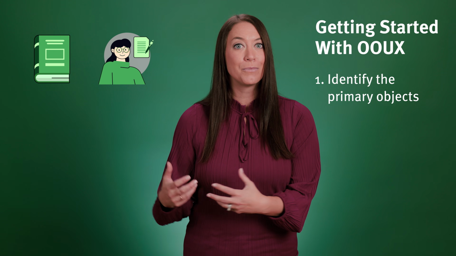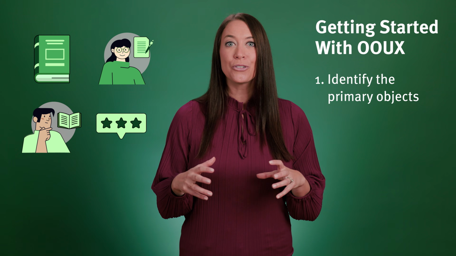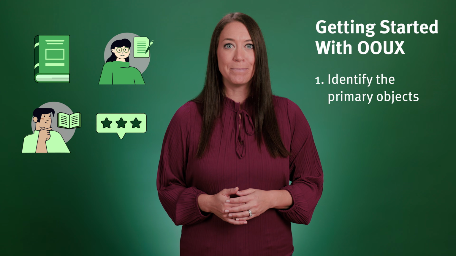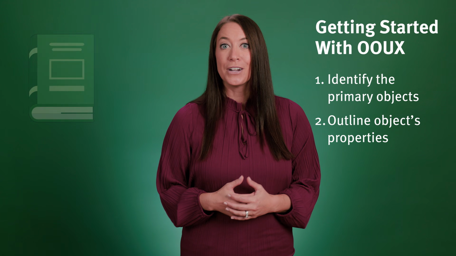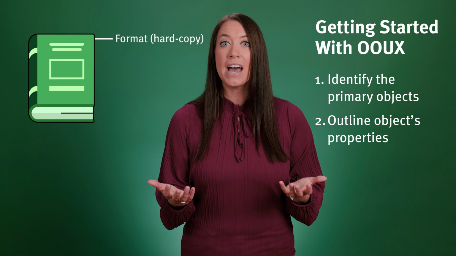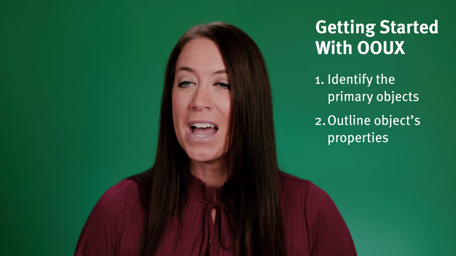For example, imagine we're designing a mobile app for an online library. Rather than starting with actions like borrow a book or review a book, we'd identify the primary objects involved: books, authors, reviews, and users. These are the entities people naturally think about when they consider a library. Next, we define the properties of each object. For instance, a book might have a format, a title, an author, genre, and reviews.